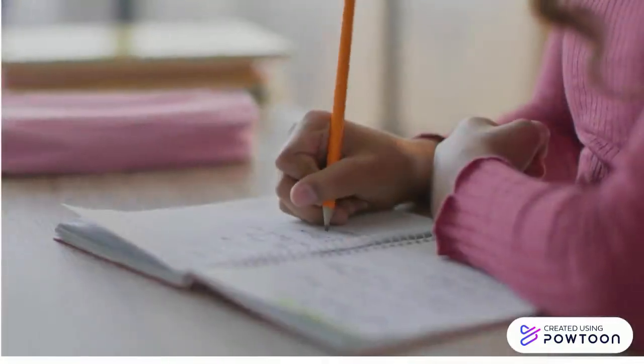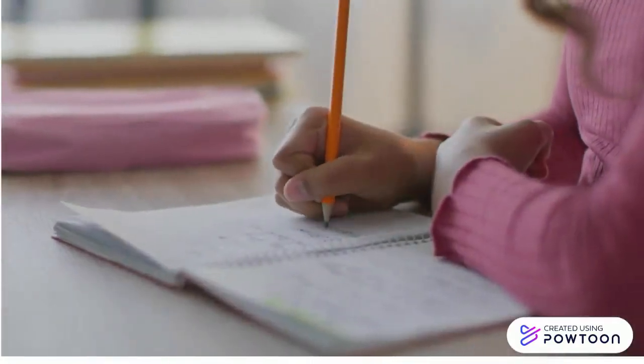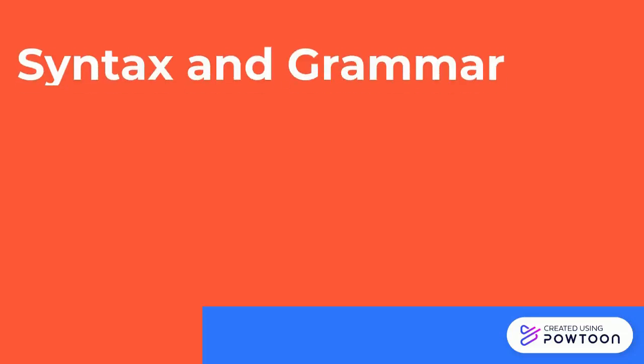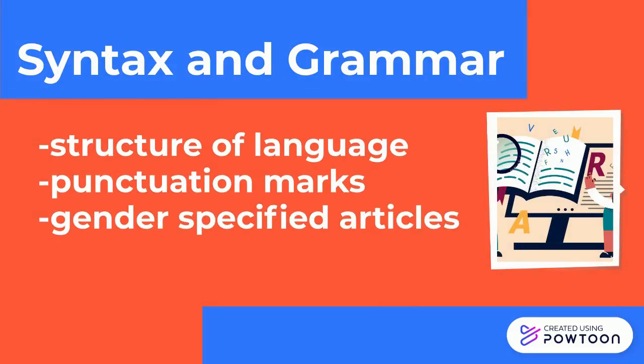Then we have the third component, which is syntax and grammar. Syntax and grammar is the structure of language. This includes aspects of punctuation marks and gender-specified articles. An example is that in Spanish, the article switches from el to la when the noun is gender specified, and in the English language, we just use the word the.